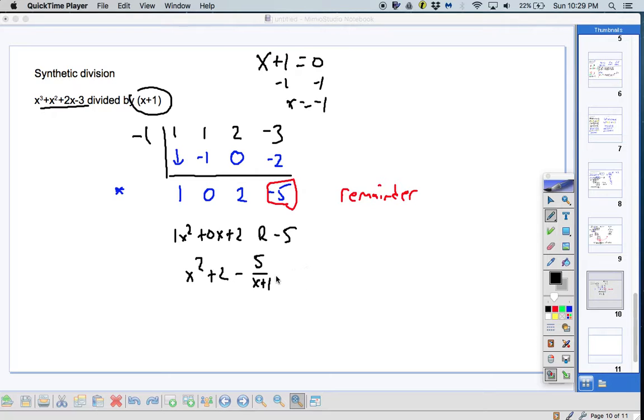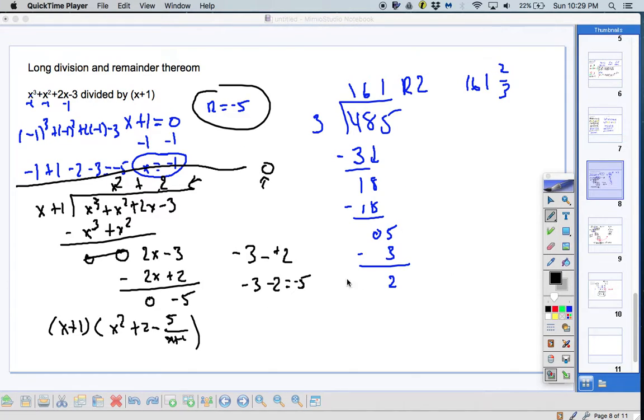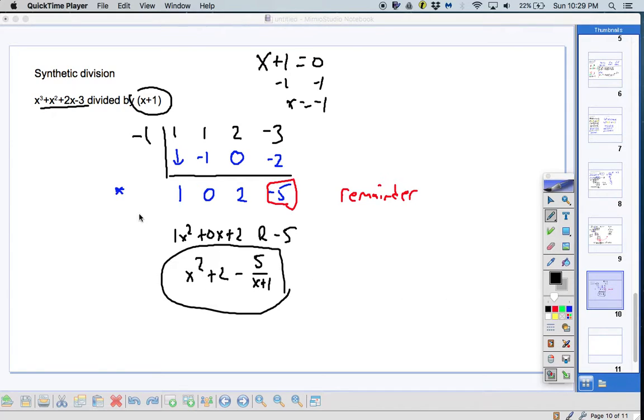And if I did this right, you should have exactly the same answer here that we did the first time. So I'm going to go back to it and let's look at it. We got x squared plus 2 minus 5 over x plus 1. And we had x squared plus 2 minus 5 over x plus 1. So indeed, it is the same thing. This is called synthetic division. Let me do one more for you.